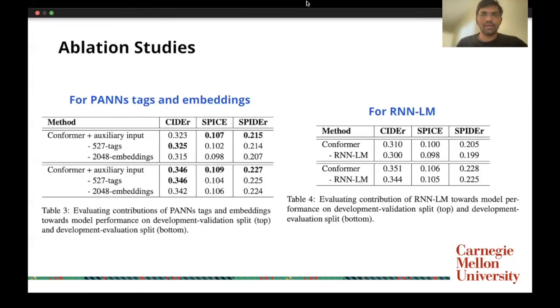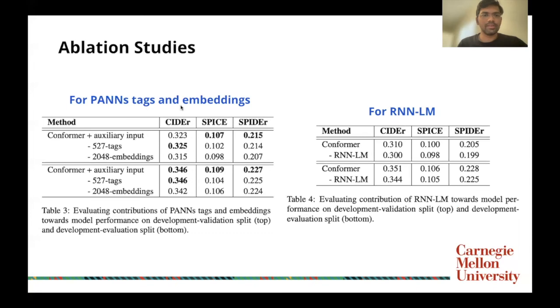We also performed ablation studies for our PANS tags and embeddings input. When we have both the tags and embeddings, we achieve a spider score of 0.215 for the validation split and 0.227 for the evaluation split. When we remove the tags, the performance drops, and when we remove the embeddings, the performance also drops. So this shows the significance of our tags and embeddings towards the overall performance of our model.